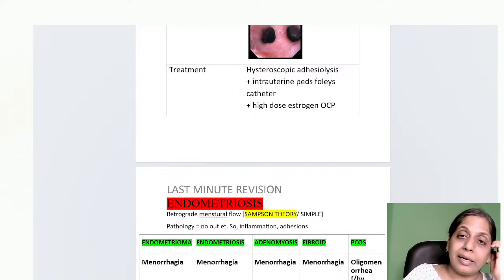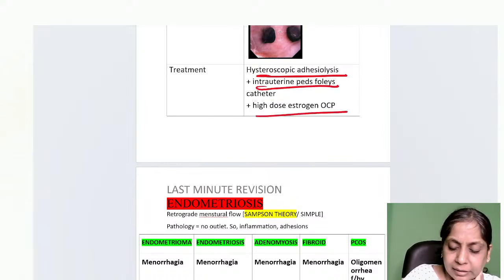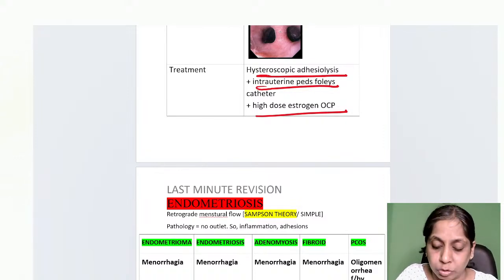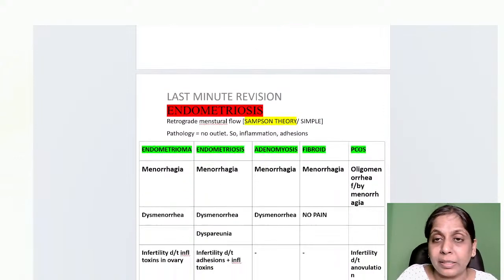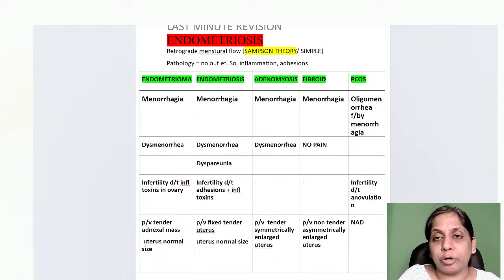The treatment has a series of three treatments, not just one. They are hysteroscopic adhesiolysis, an intrauterine pediatric Foley's catheter, and high dose estrogen containing OCP pills for the endometrial proliferation. Now let us see endometriosis.